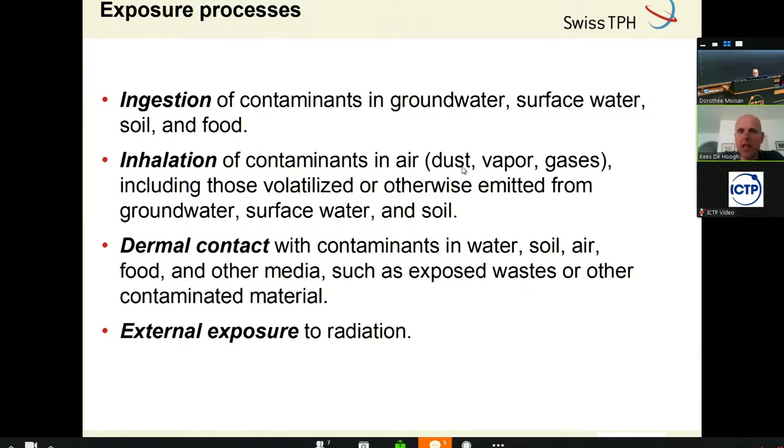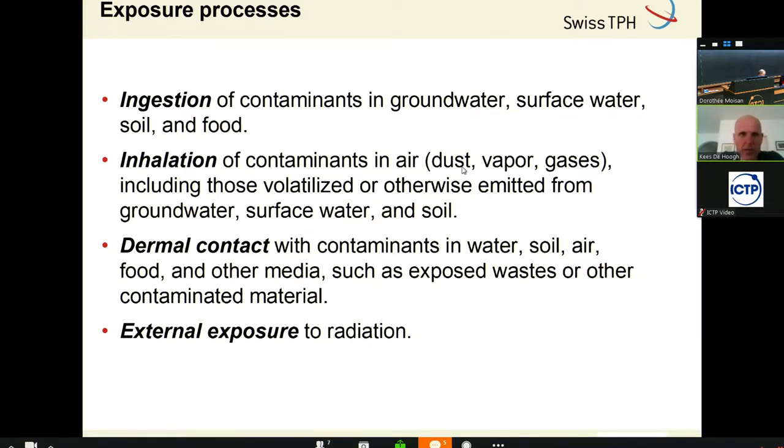The other one is inhalation. And of course, this is when you have air concentrations, you breathe it in and it gets inhaled in your lung. And this can also go through groundwater, surface water, and soil, because from there it can get into the air and thus into your lungs again.